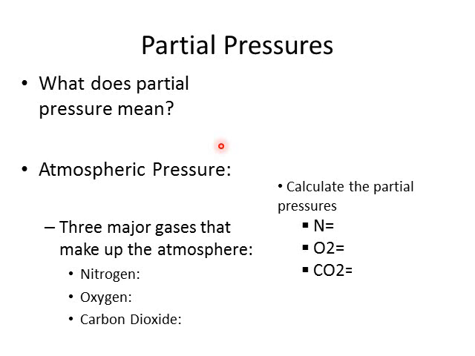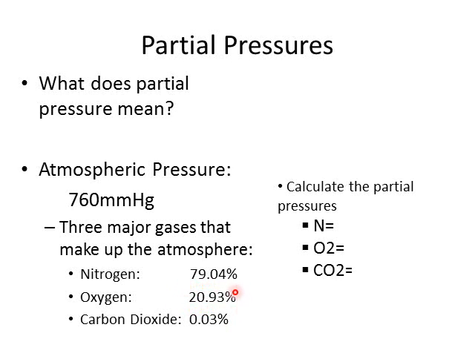Okay, so in order to calculate partial pressure, we need to know the percentage of each gas, and then we also need to know the total atmospheric pressure. So at sea level, total atmospheric pressure is about 760 millimeters of mercury. Okay, but in order to calculate partial pressure of each of these gases, we need to know the percentage of each. Okay, so here they are. Nitrogen is always going to be the highest, and that's about 79.04% nitrogen.